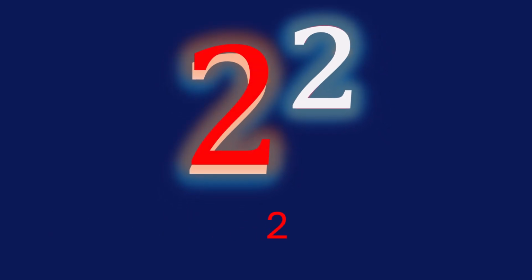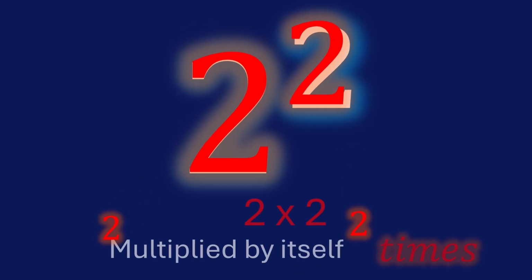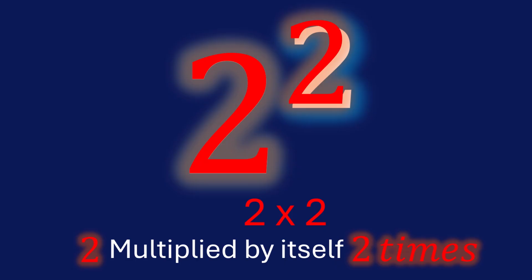How do we calculate it? We take the first number, the base number, the base. So the base here is 2. Then we multiply it by the raise. We multiply it by the number of the raise. So the base is multiplied by itself the raise times. So the base here is 2.